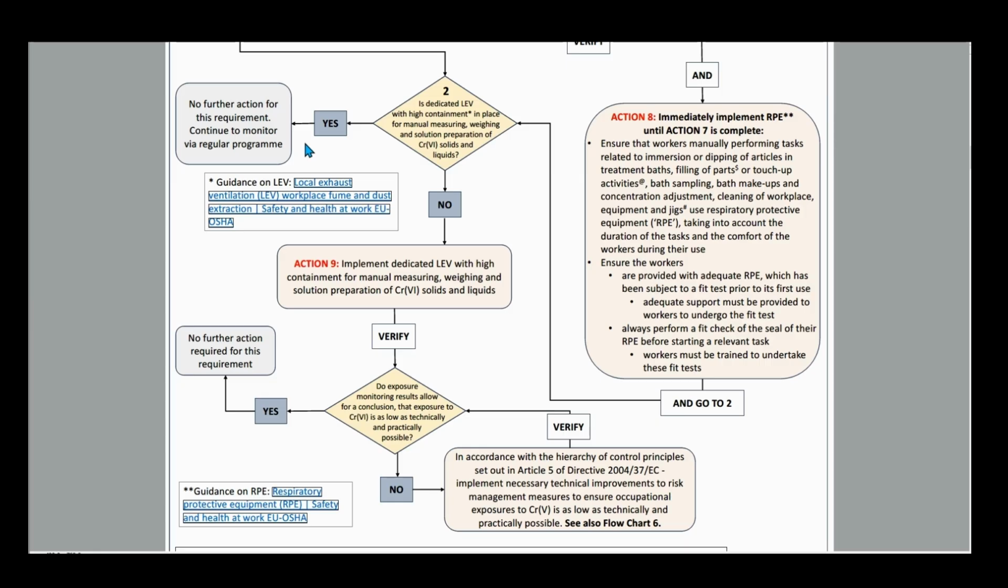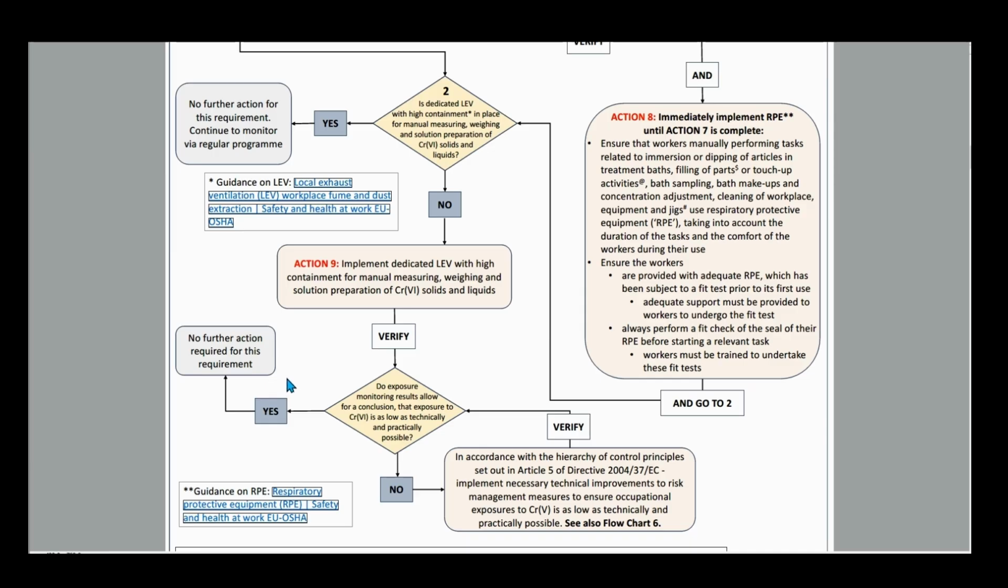If a LEV with a high level of containment is not available for the manual task, you will need to carry out Action 9 and implement a LEV with a high level of containment. Afterwards, you have to verify that the exposure to hexavalent chromium is as low as technically and practically possible by performing measurements. If you can conclude from the monitoring results that the exposure to hexavalent chromate is as low as technically and practically possible, no further action has to be done.